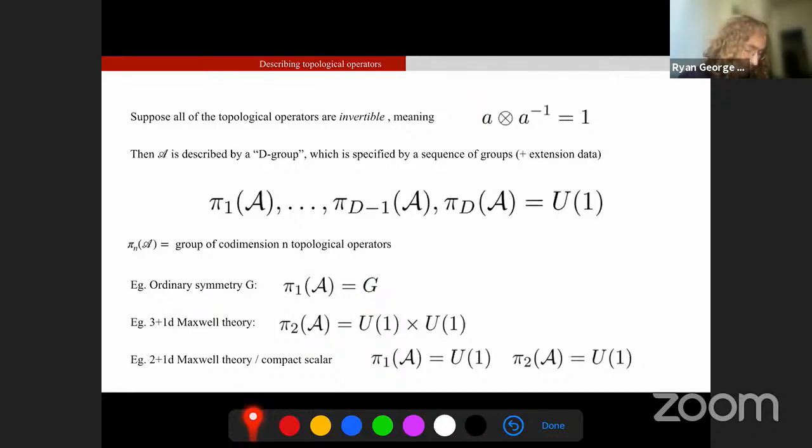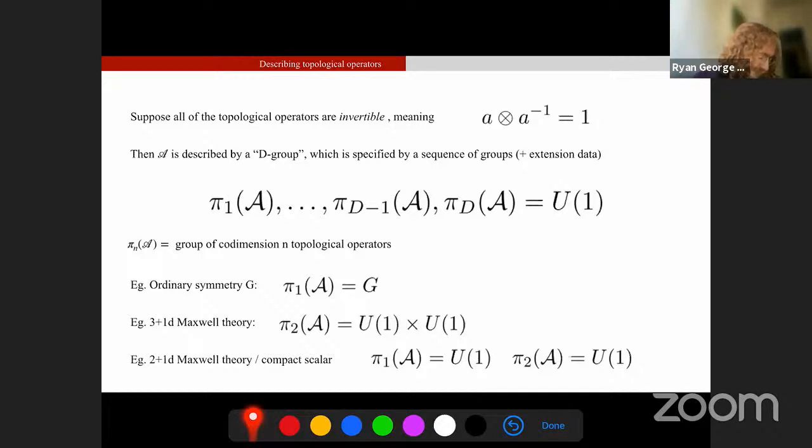If all of our line operators have an inverse line, which so far in all examples they have, such that the product of the two lines is just an invisible line, which I call one, then this category is described by what's called a D group or a D groupoid with one object. It's essentially a sequence of D groups, where pi one is any group, and the rest of these are abelian groups, and the last one is U1. This is where the F symbol is going to live.